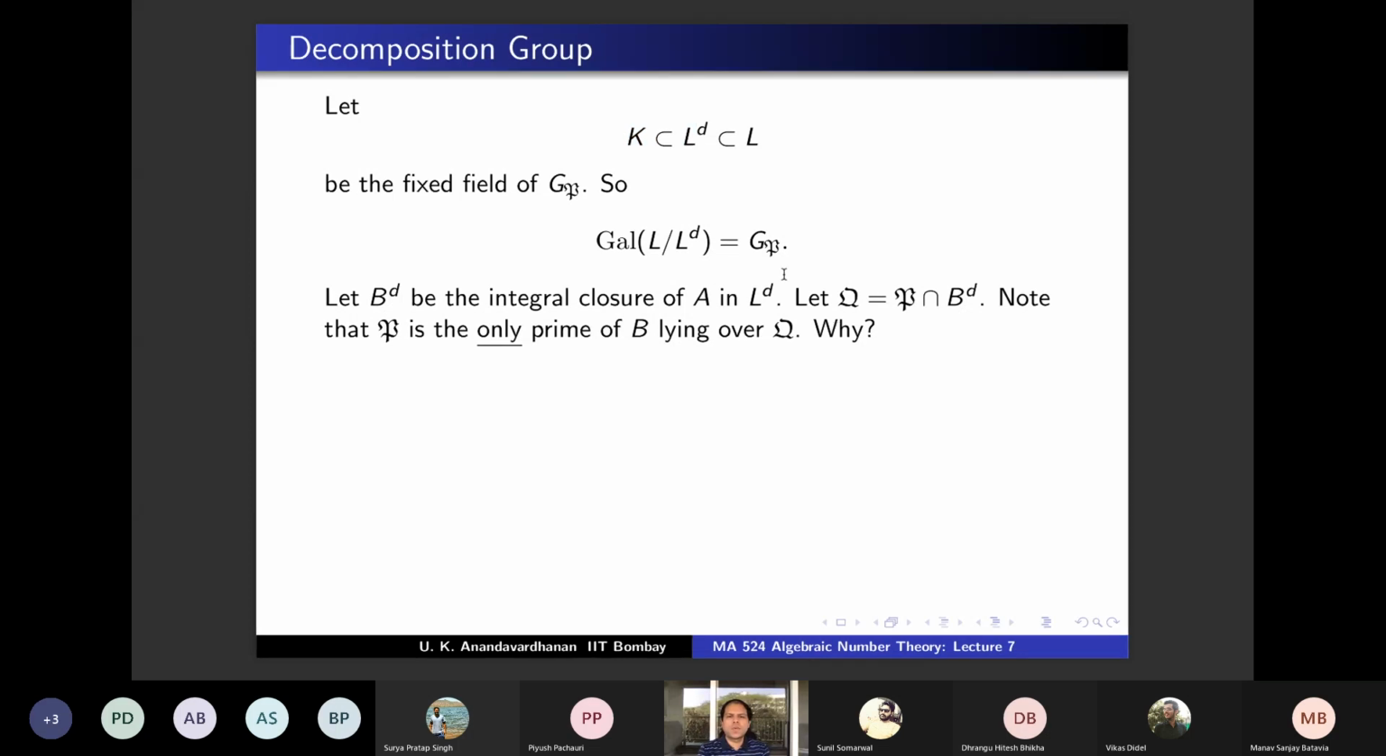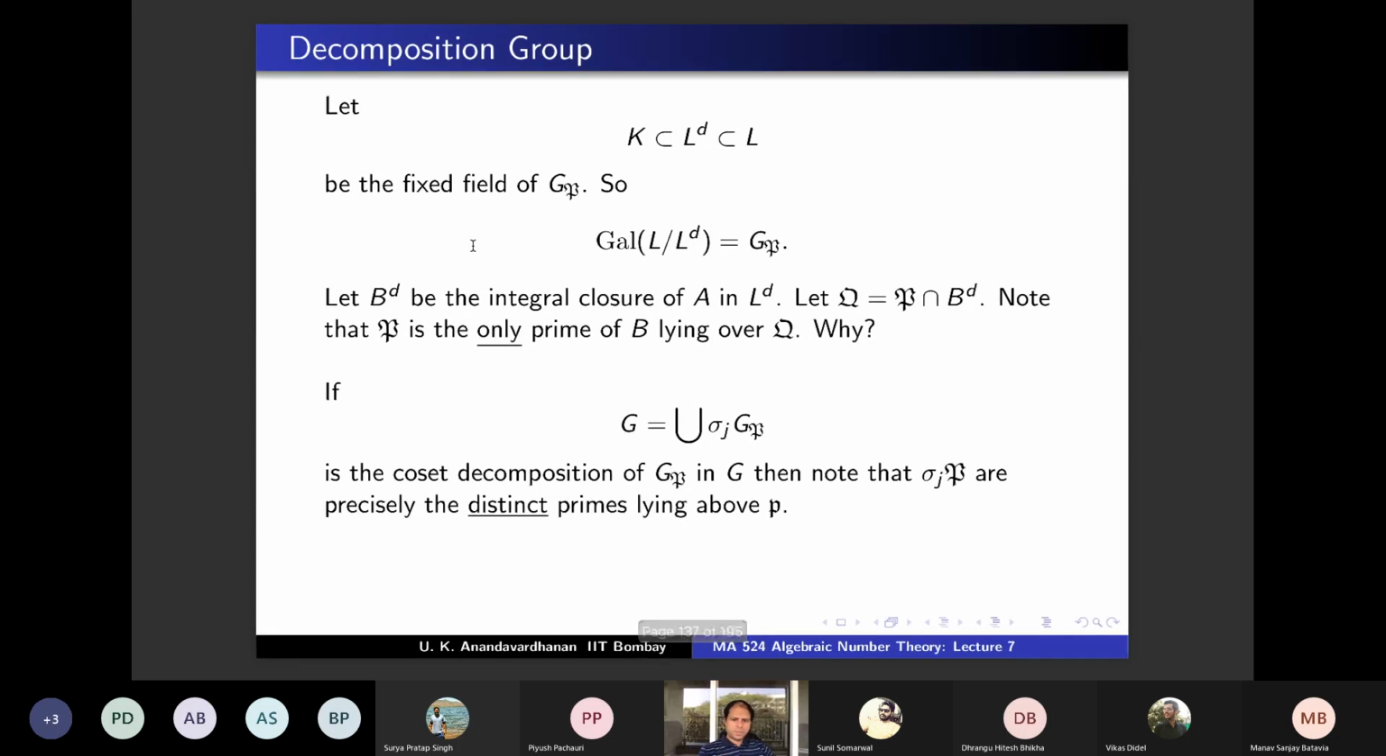So anyway, this is okay. Your question is answered anyway. This part is automatically Galois. So this is okay, the only prime lying above. Now take the cosets. So GP is contained in G. Take the cosets. Let sigma j be the coset representatives, the coset decomposition of GP in G. And then note that by the same argument, sigma j P are precisely the distinct primes lying above p. Because the sigma j's are distinct coset representatives, sigma j P will be another prime lying above p, and there is nothing else.